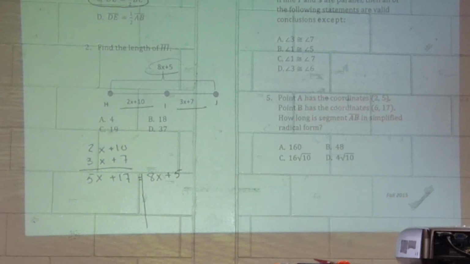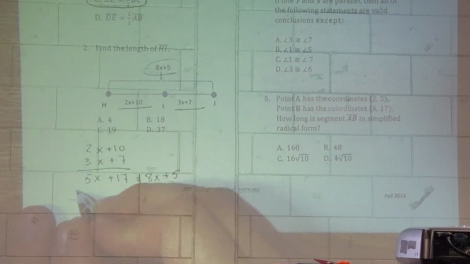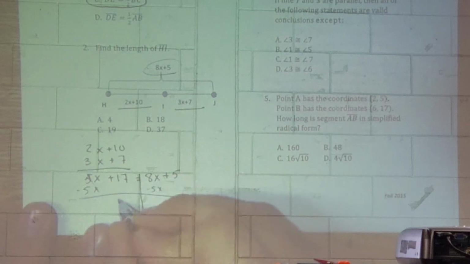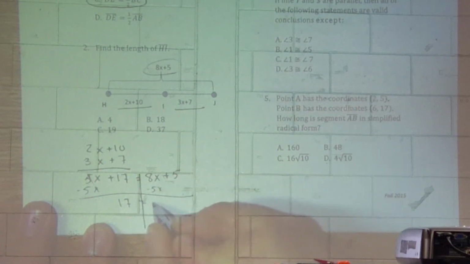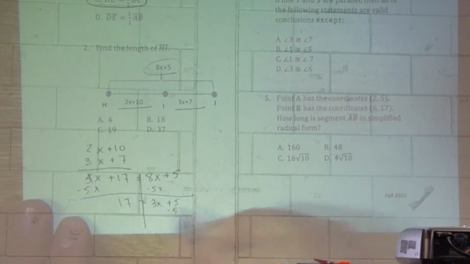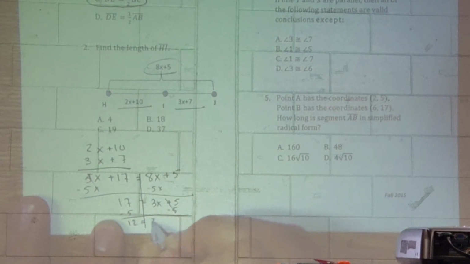When I'm doing my algebra, I like to always get rid of my smallest variable first. So in this case, I'm going to get rid of the 5x first. That's going to cancel. I bring down my 17. 8x minus 5x is going to give me 3x. Let's bring down this positive 5. And now we're just going to solve this like we'd normally do. I'm going to subtract the 5 from both sides to get that x by itself. I end up getting 12 is equal to 3x. And that last step, divide by 3.